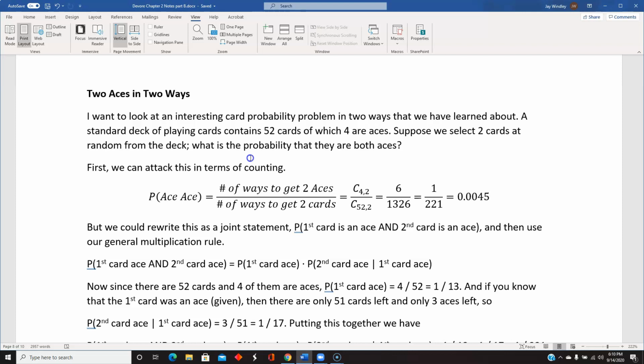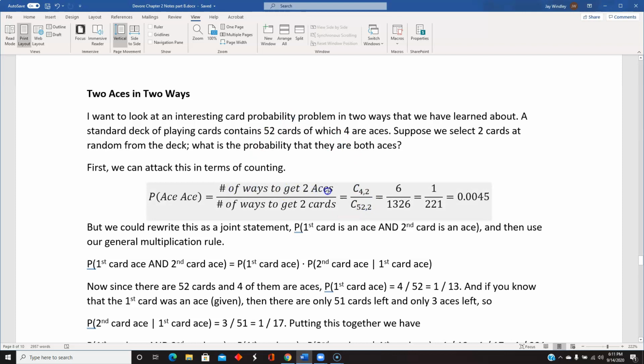So I'm going to select 2 cards at random from the deck. My denominator is the total number of ways that you can select 2 cards from the deck. But I want to know the probability of getting 2 aces. So the numerator is going to be the number of ways that I can get 2 aces. And I'm going to do both the numerator and the denominator with combinations.